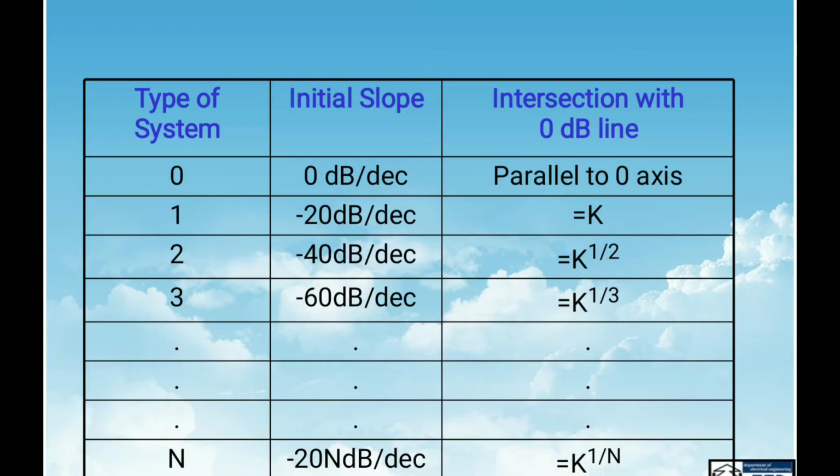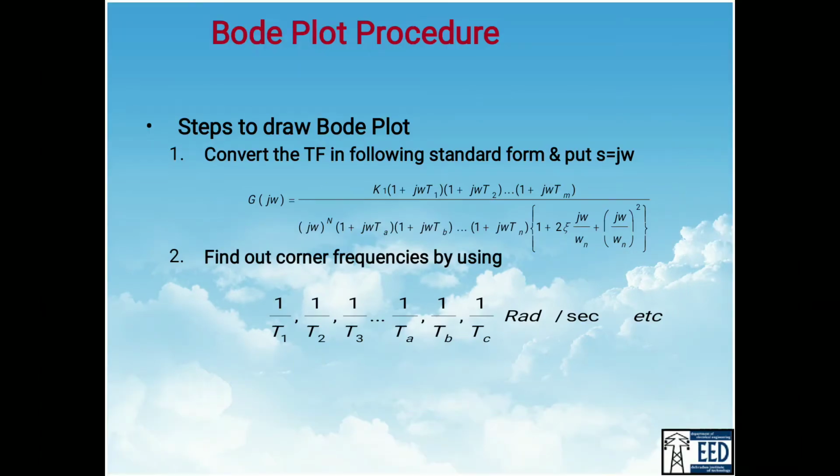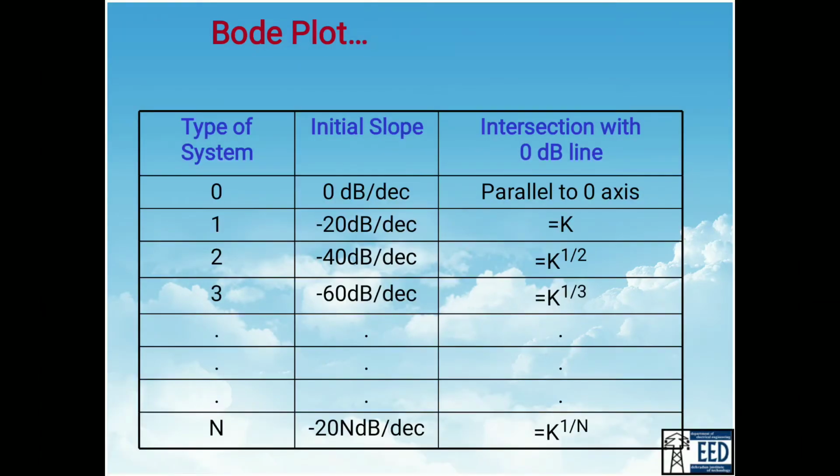If there is only one pole at the origin, meaning a type 1 system, the initial slope is minus 20 dB. If there are 2 poles at the origin, the initial slope is minus 40 dB, and if there are 3 poles at the origin, the initial slope is minus 60 dB. This is the slope contribution by the poles. And any zero at the origin or a simple zero will contribute plus 20 dB per decade, and each pole will contribute minus 20 dB per decade.